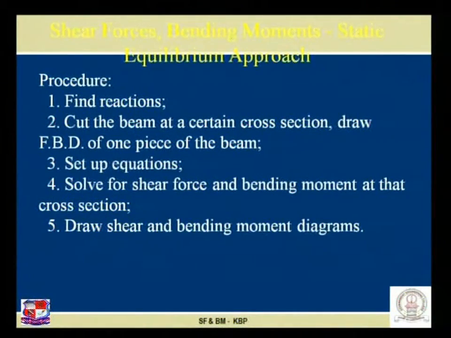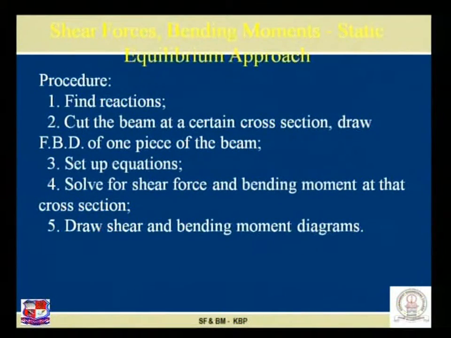Step number 2: cut the beam at a certain cross section and draw the free body diagram of one piece of the beam. I have to cut the beam at a certain cross section. The decision of the cross section depends upon the type of the problem and the type of the loading which has been given to us. So, depending upon that, we have to take a cross section. We have to plot the free body diagram of either the left or right of the section.